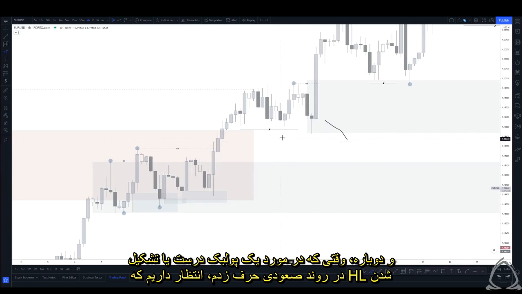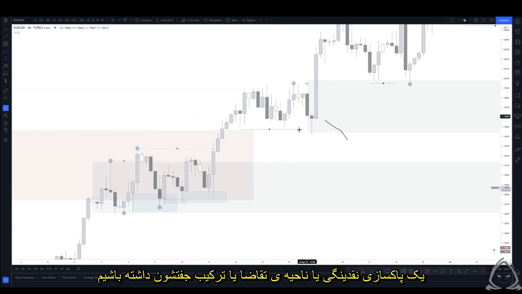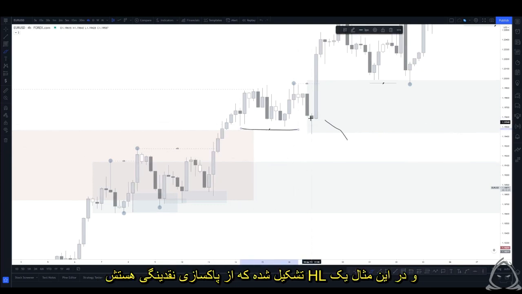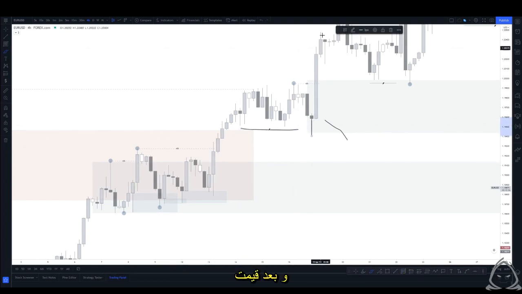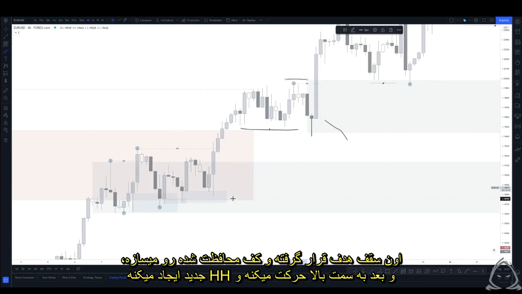And again, when I spoke about how we start to derive a proper pullback or higher low forming in an uptrend, we would expect to see a sweep of liquidity or a demand zone, or the combination of both. And in this instance, we have a higher low formed at a sweep of liquidity, and then price creates that targeted high, protected low, and then continues to run to the upside, creating a new higher high.